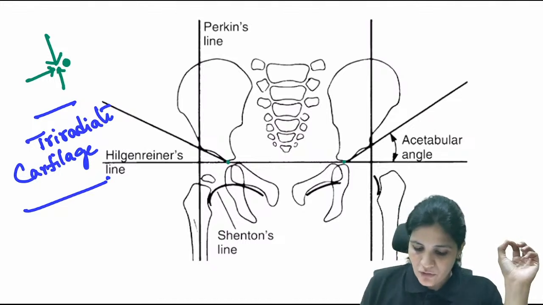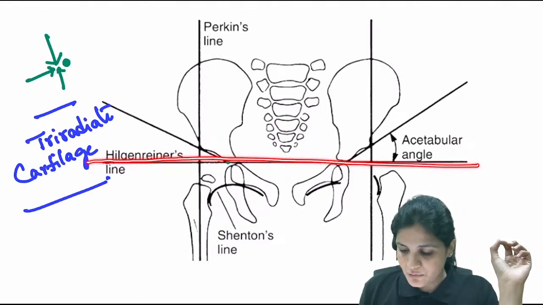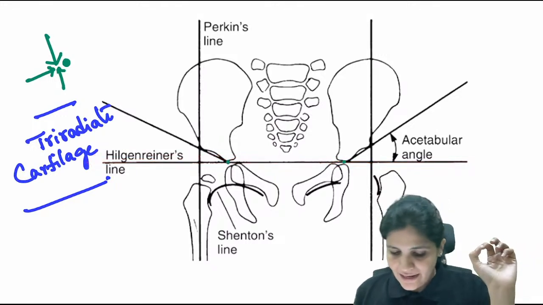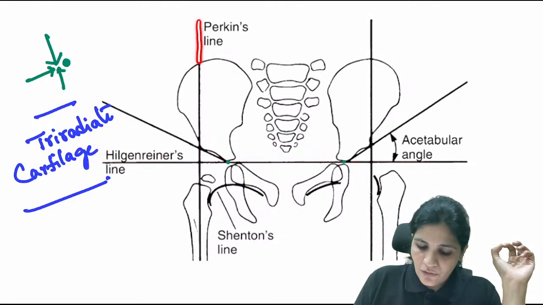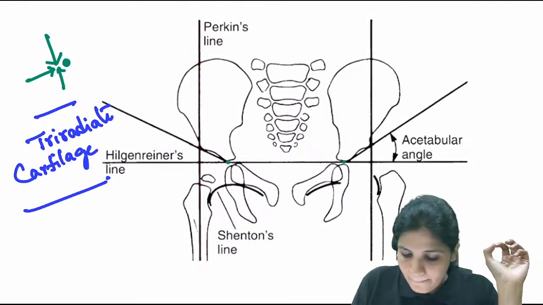Now you are going to draw a horizontal line through this triradiate cartilage. So this is the horizontal line. And one more, from the lateral border of the acetabulum, you draw a vertical line. So that is your Perkin's line.